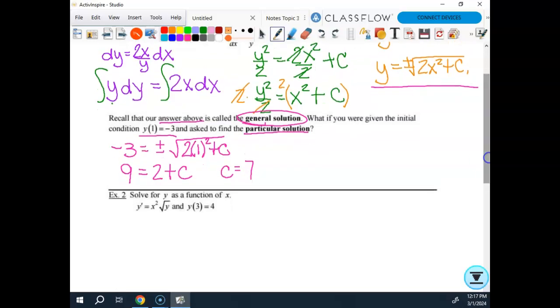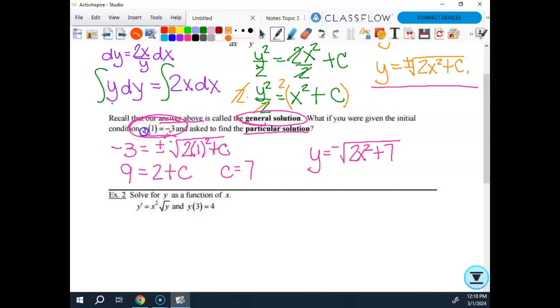Now, we have a plus or minus here. But in our particular solution, we're not going to have a plus or minus. We're going to have y equals the square root of 2x squared plus 7. And then I need to decide if I leave it like this or if it is the negative version. Here's how we figure this out from this right here. If I substitute 1 in for x, the y I get out with this particular solution is supposed to be negative, right? The only way that's going to happen is if I put the negative out there.